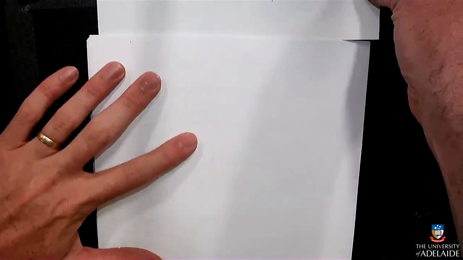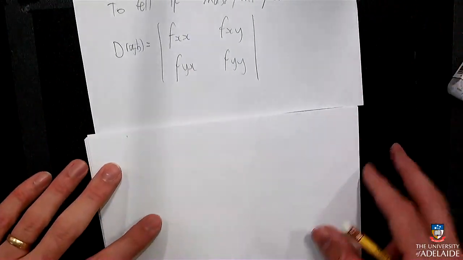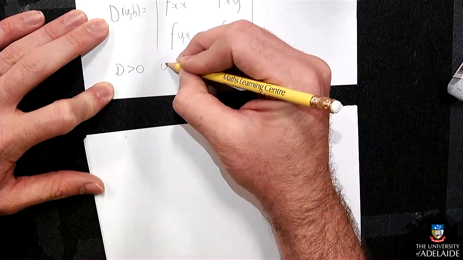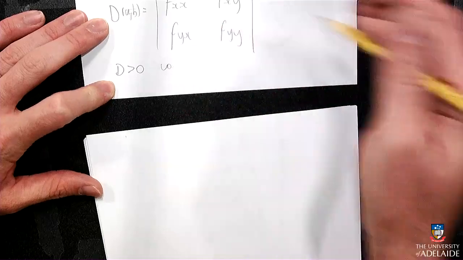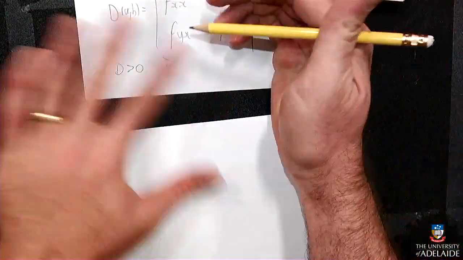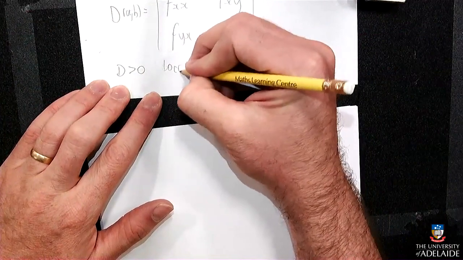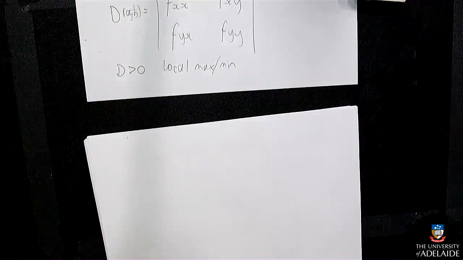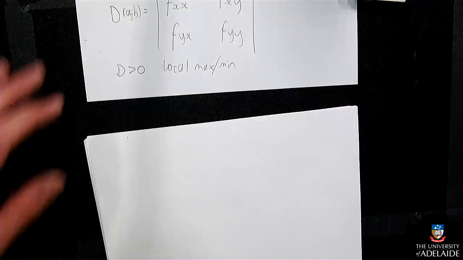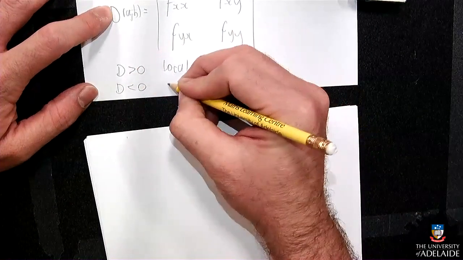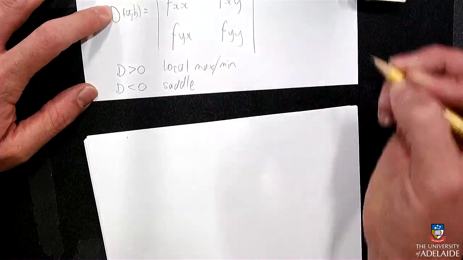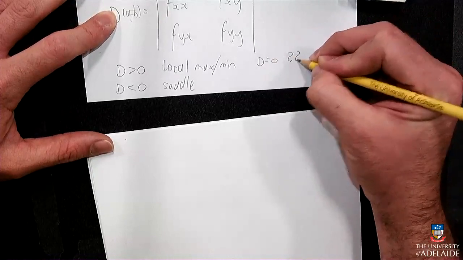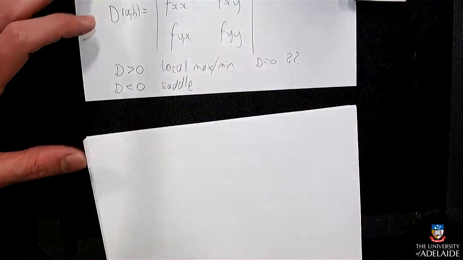So then we get this. I'm just going to summarize all this again in just a second. So if D is positive, then it's a max or min, but D itself doesn't tell us whether it's a maximum or a minimum. And if D is negative, it's a saddle point. And if D is 0, it tells us nothing.